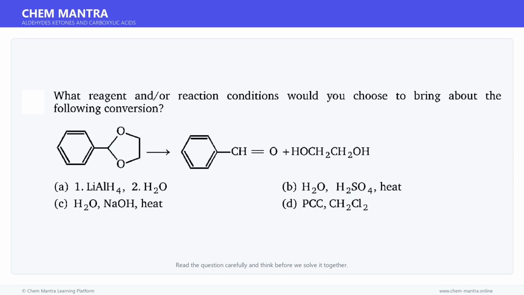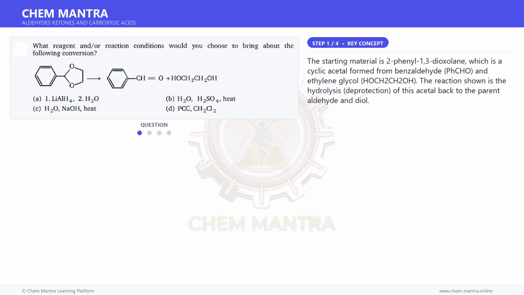Here is a question. Read it carefully and think about the answer. Let us solve it step by step. Let us first understand the key concept here. The starting material is 2-phenyl-1,3-dioxolane, which is a cyclic acetal formed from benzaldehyde, PhCHO, and ethylene glycol, HOCH2CH2OH. The reaction shown is the hydrolysis, deprotection, of this acetal back to the parent aldehyde and diol.